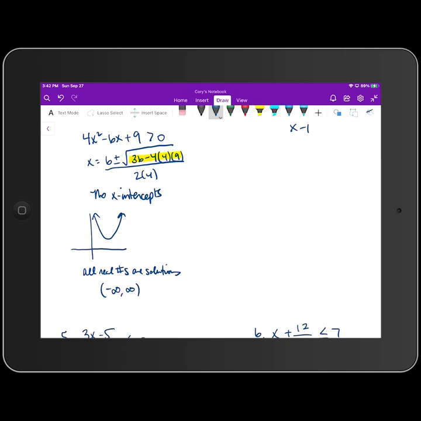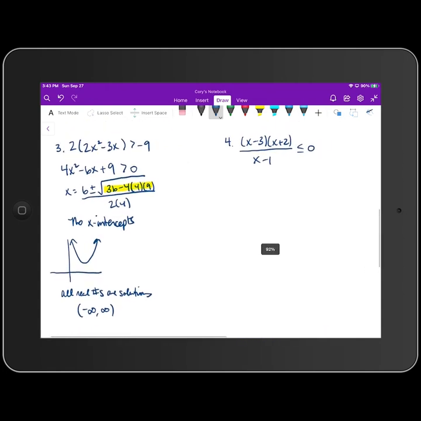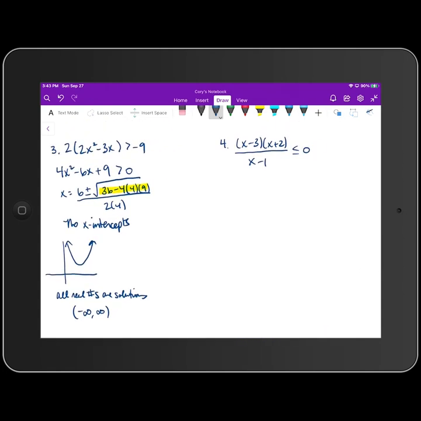Okay, so again, if you can't factor your quadratic function, you may have to use completing the square or the quadratic formula to find all of the zeros. Okay, let's move on to rational inequalities.